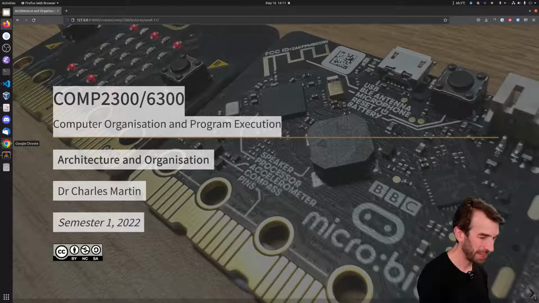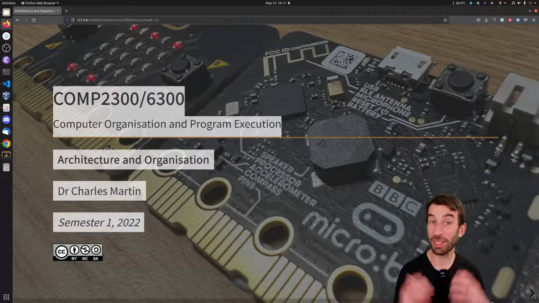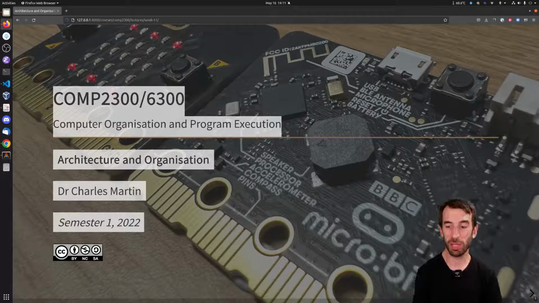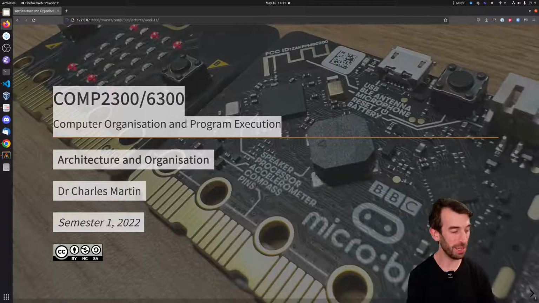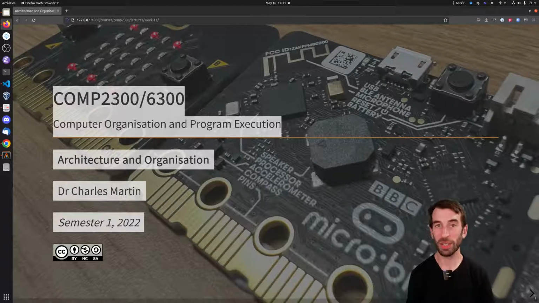Folks, welcome to week 11. We're continuing our tour through the topics in COMP2300. We're at the last official topic of the course, which is returning full circle in some ways to what we were doing in week 1, where we were thinking about digital logic, logic gates, and how you might use logic gates to create a computer.